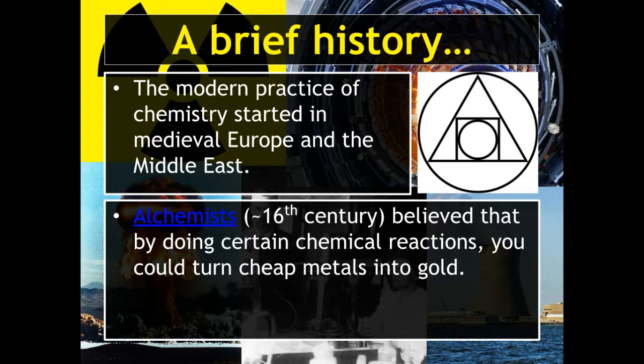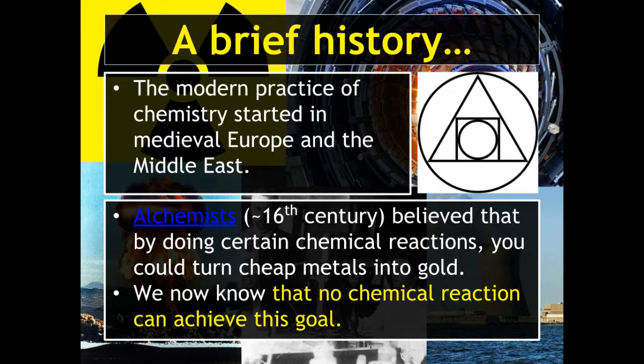The modern practice of chemistry started in medieval Europe and the Middle East. Why is it the modern practice? Because they were playing around with stuff, with matter. That would be chemistry. So, alchemists in the 16th century believed that by doing certain chemical reactions, you could turn cheap metals into gold. Many alchemists during that time spent lots of lab hours trying to do this. We now know that no chemical reaction can achieve this goal. It's just a Halloween fun time pastime.